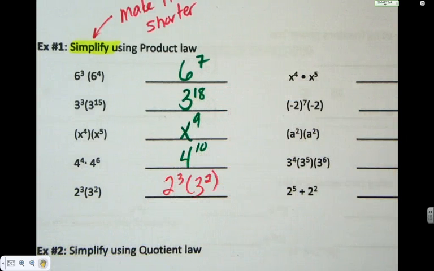What you can't do is just leave it blank, because leaving it blank tells me, did you know that it was already simplified? Did you not know? So you have to put something down. "Can't do" is fine, something that shows me you understand those bases need to be the same.